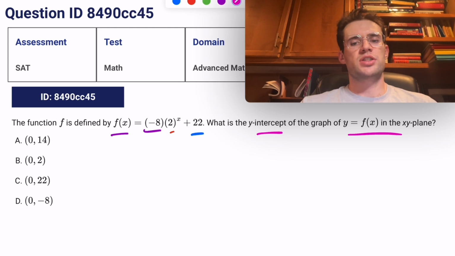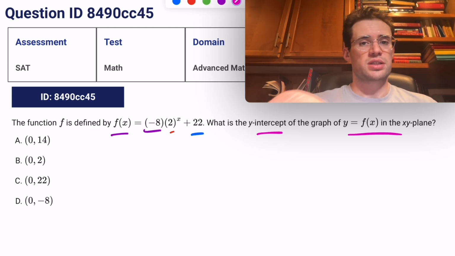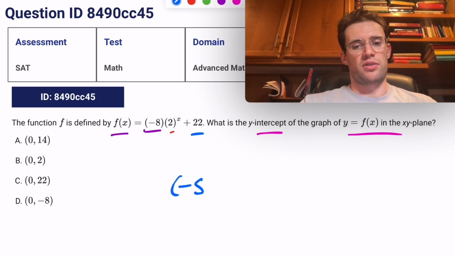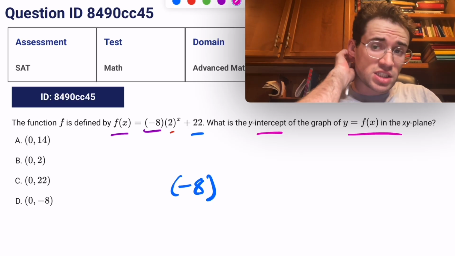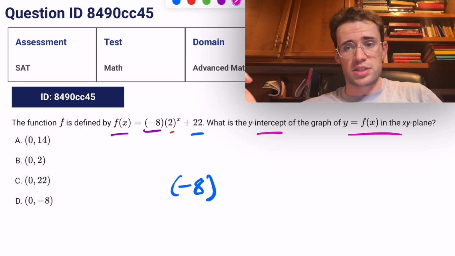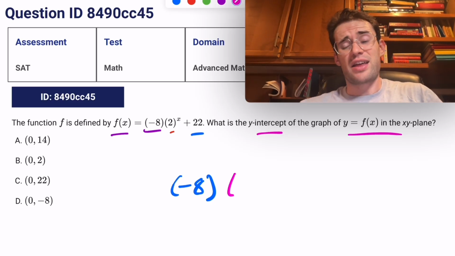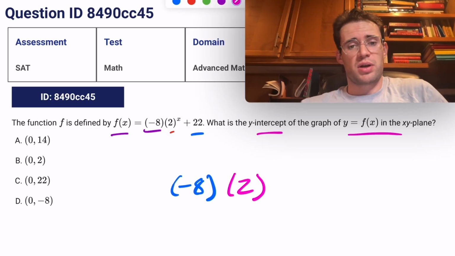So the y-intercept is just when x is equal to 0. This is not as complicated as it might seem. If you're thinking, oh, I haven't done exponential functions in a while, if they ask something like this, that's really not something to stress about. You could just type this into Desmos and see where it crosses, but this is one that's honestly, I think, faster to do without that, because you just plug in 0 for x, right?